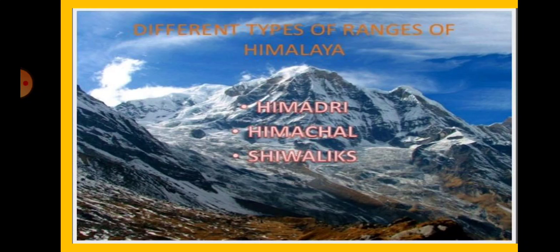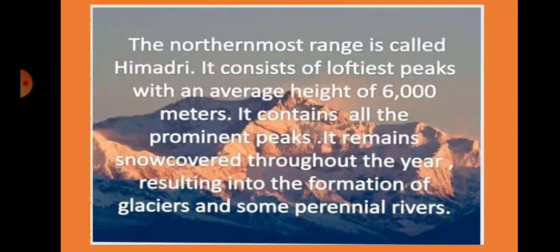Now, in order to study the Himalayas in a better way, the divisions of the Himalayas should be very clear to you. So we have divided the Himalayas into different divisions or categories, from north to south and from east to west. From north to south, the Himalayas are divided into three ranges: Himadri, Himachal and Shivaliks.